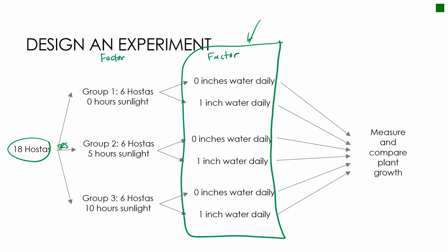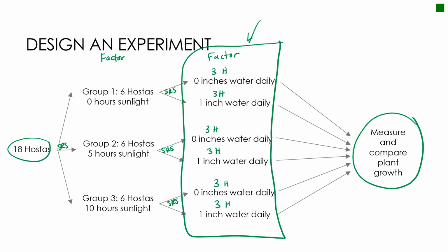So here I have 6 hostas with 0 hours of sunlight, and then 0 inches of water daily. I should have put 3 hostas here, 3 hostas here. And again, my next group, group 2, 3 hostas, 3 hostas. Group 3, out of 6, I'm randomly selecting 3 hostas and 3 hostas. And you can put SRS on all of these as well. But I want you to notice now at the end, I'm measuring and comparing plant growth for all 6 of the groups, whereas when I did a block design, I only compared within each block.